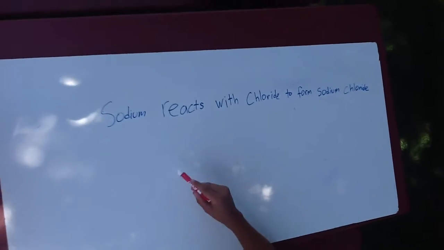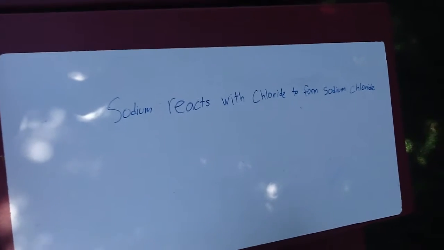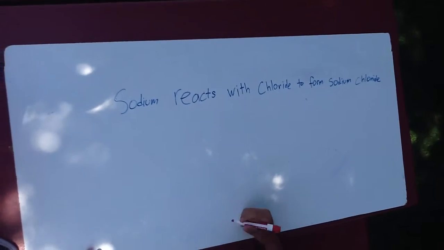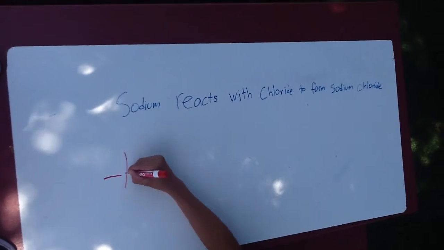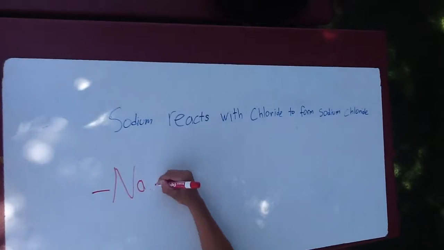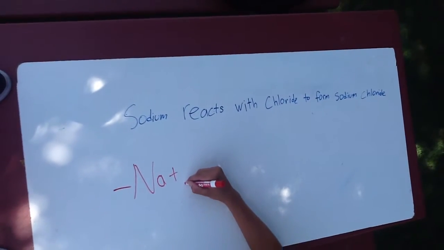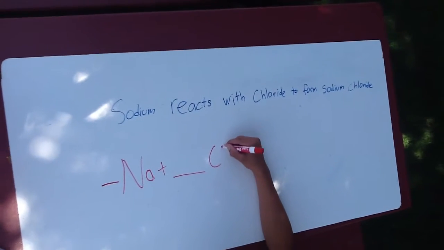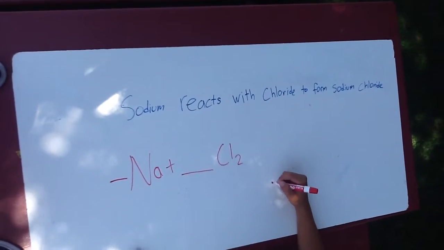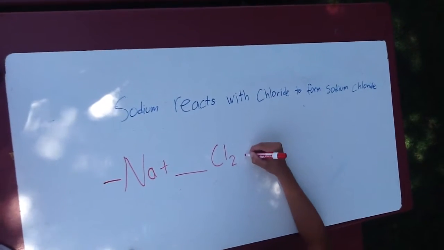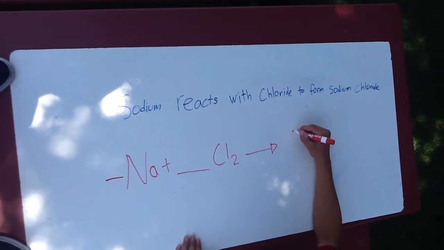In this equation, we have a word problem. So here we go. Sodium reacts with chloride to form sodium chloride. So let's work it out. Here we have sodium, which is Na. And when it reacts with something, you have to add a plus sign with chloride. And since chloride is diatomic, we added 2 to the end of chloride to form sodium chloride.